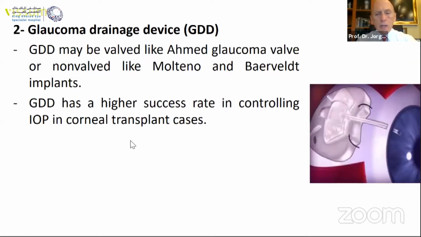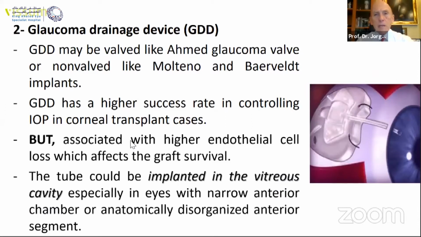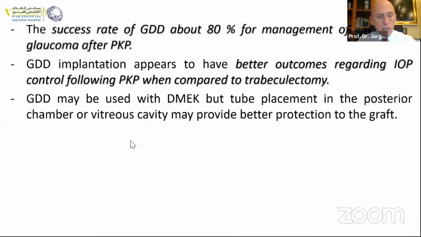The success rate in controlling IOP is higher with these devices than with any other, but the problem is that you have an associated high endothelial cell loss, and the graft survival definitely is compromised by this. This is why I recommend in these cases to implant the tube in the vitreous cavity or in the posterior chamber in cases of pseudophakia, because this will create an anatomical barrier and a limitation of the damage of the tube to the endothelium, which is not only related to the physical touch, but probably related to the fluid dynamics in the anterior chamber that are very much changed with the pressure of the tube.